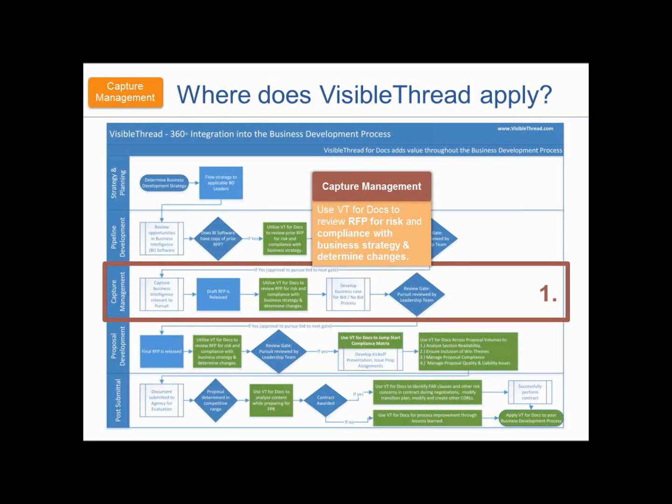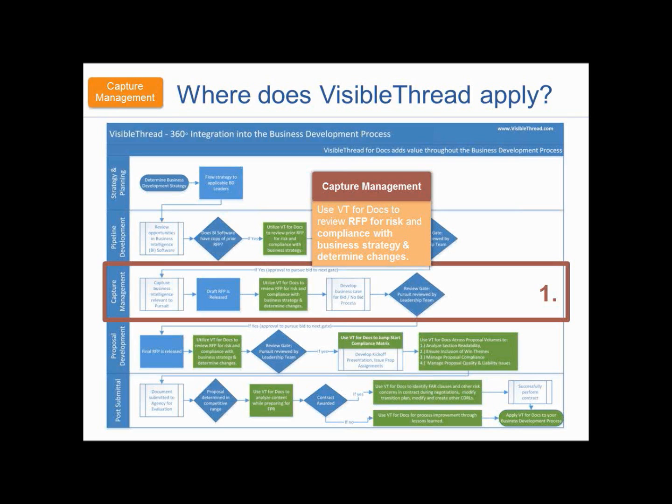And if we look at what I've just shown you and we apply it and think about capture management, what we're saying is that we can apply this to help review the RFP and set of associated documents for items that may not be aligned with our business strategy. So basically in that context, what that really looks like is the following.